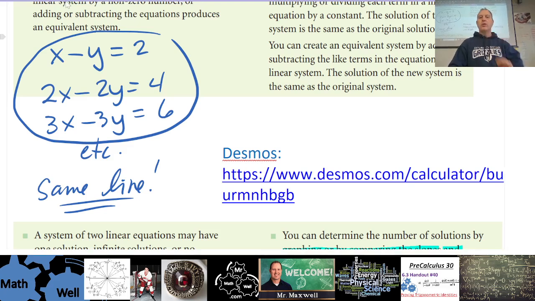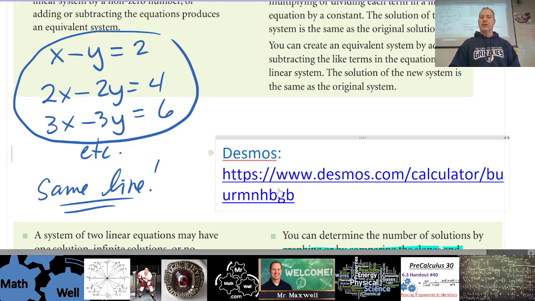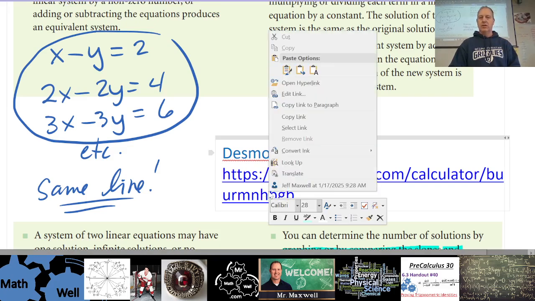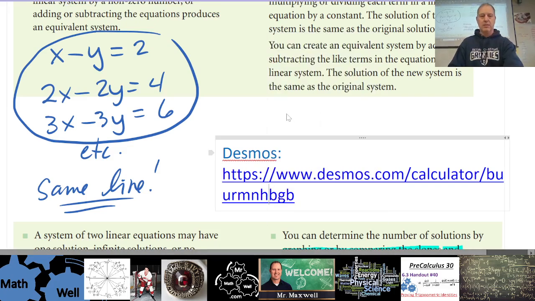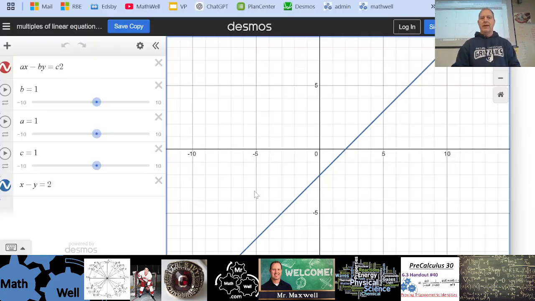And I want to show you on Desmos that it's all the same. I think I'll have to copy this link. Give me a second. All right, so here's Desmos. I'm going to show you this is true. I've got x minus y equals 2. That's the one in our example, and that's this blue line right here.